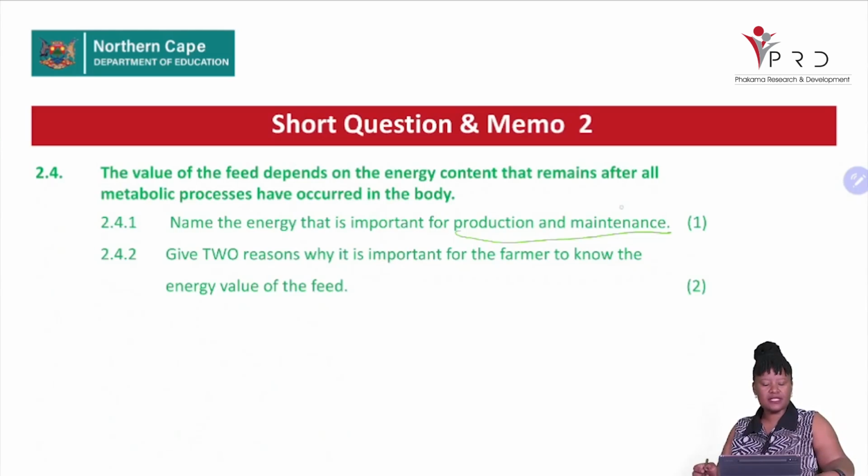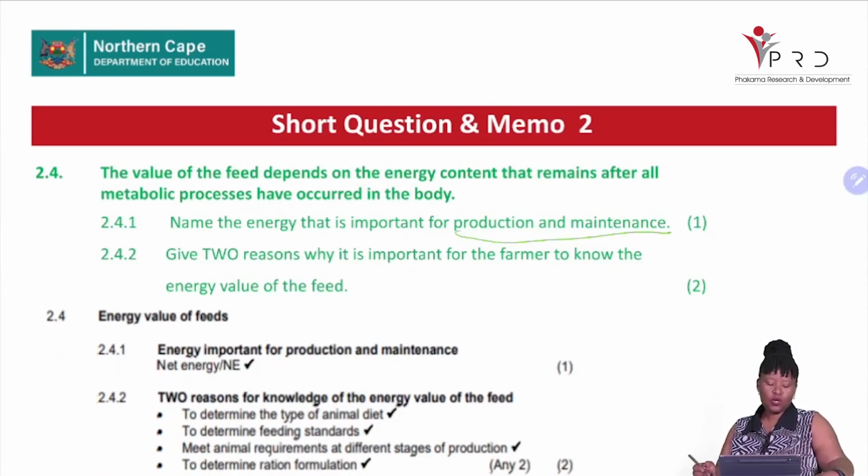Give 2 reasons why it is important for the farmer to know the energy value of the feed. Why do we have to deal with this topic? It is important. So the energy that is important for production and maintenance is net energy.